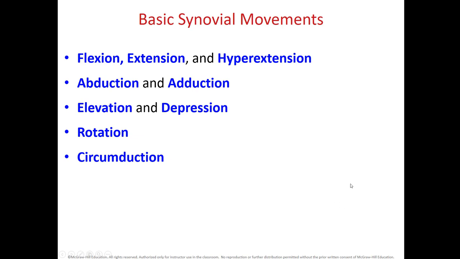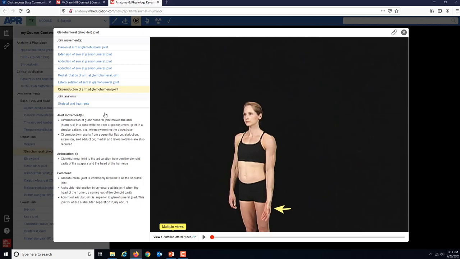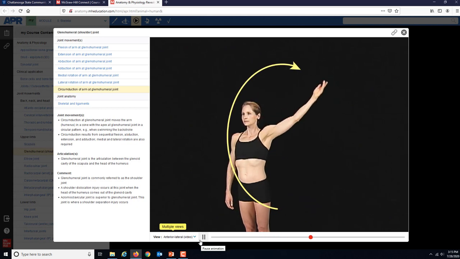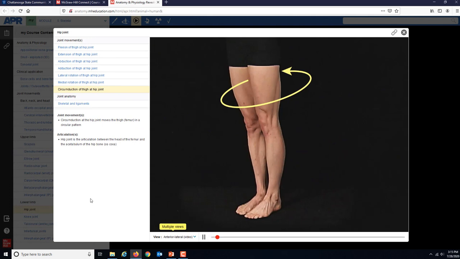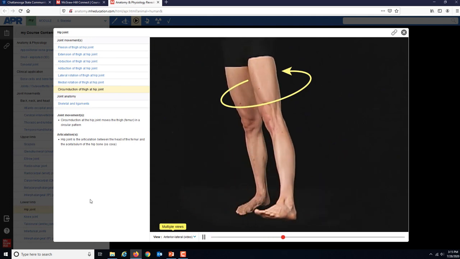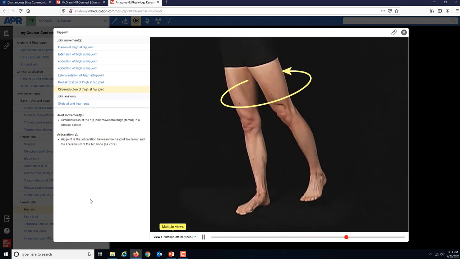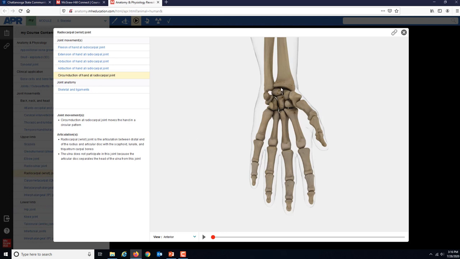Circumduction is typically where you have flexion, extension, and abduction and adduction together. You're able to make a circle. Here's circumduction of the arm at the shoulder. Makes a big circle. Circumduction of the thigh at the hip joint. This is the radiocarpal joint. It is a condylar joint, and you can have circumduction there as well as at a ball and socket joint.